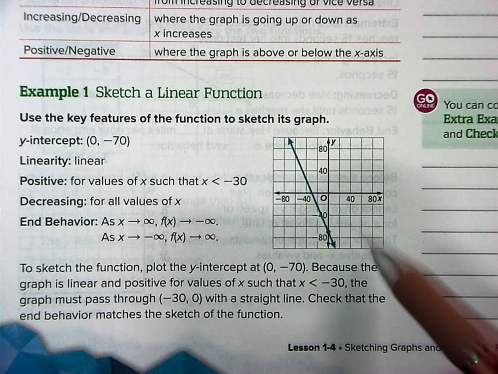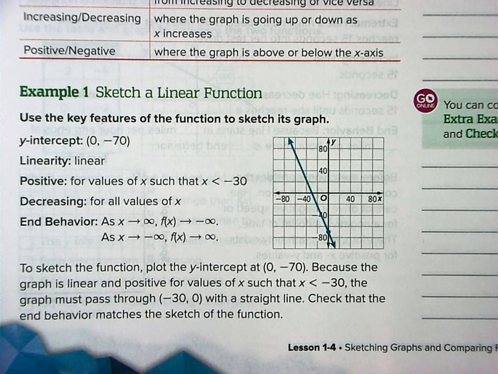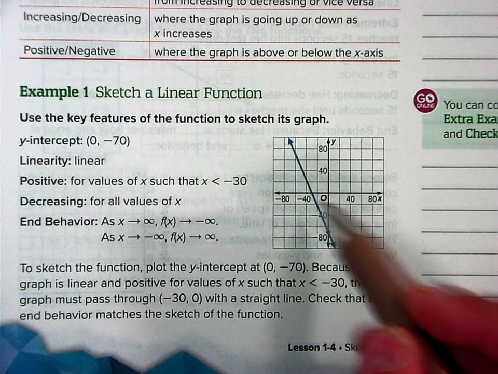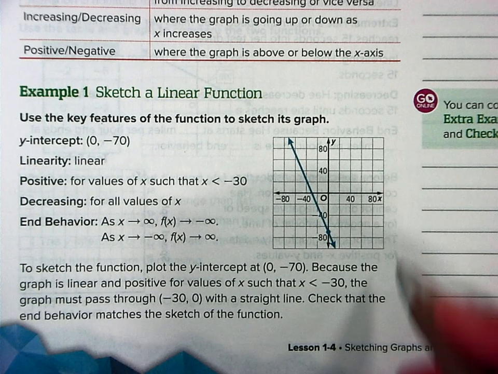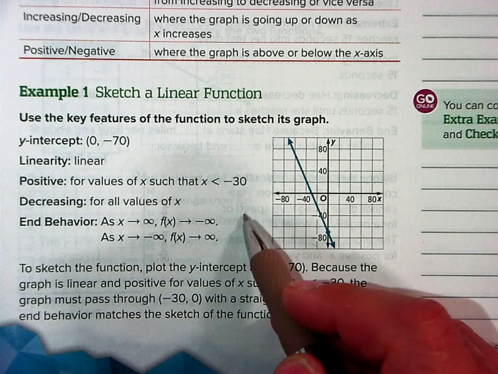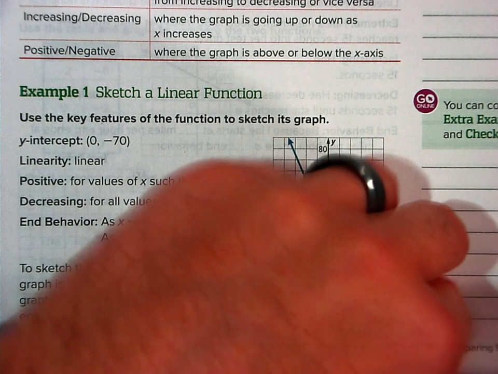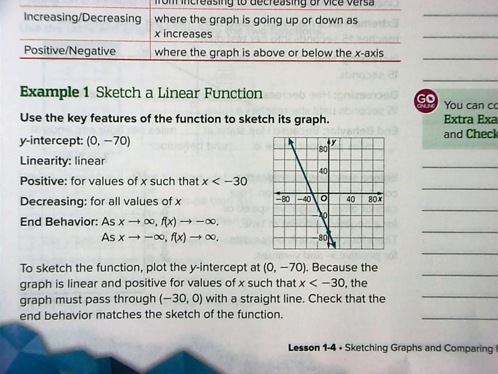It's decreasing, it's going downhill. So all values are decreasing. My end behavior, I was so proud of how you guys did on end behavior. As we go to the right, it goes down. As it goes to the left, it goes up. That's it. Not super difficult. All right, let's turn the page.